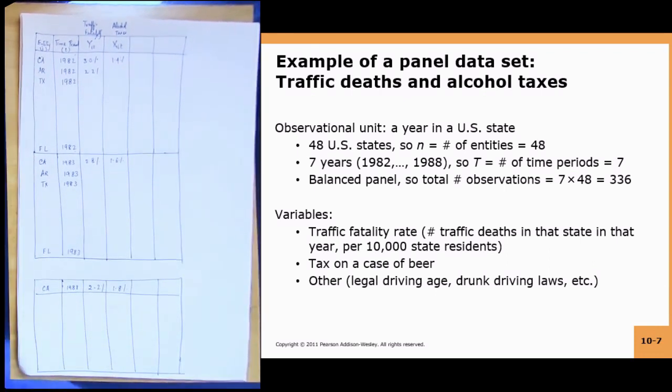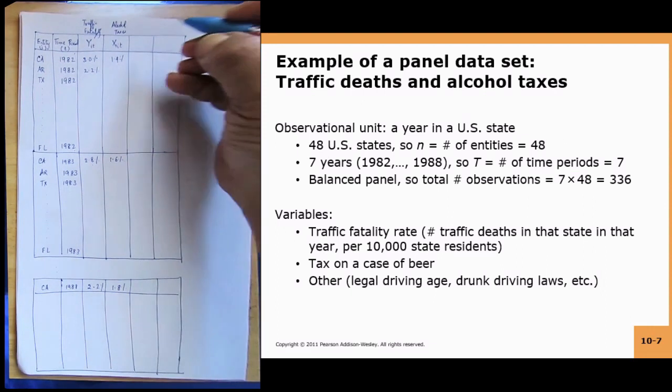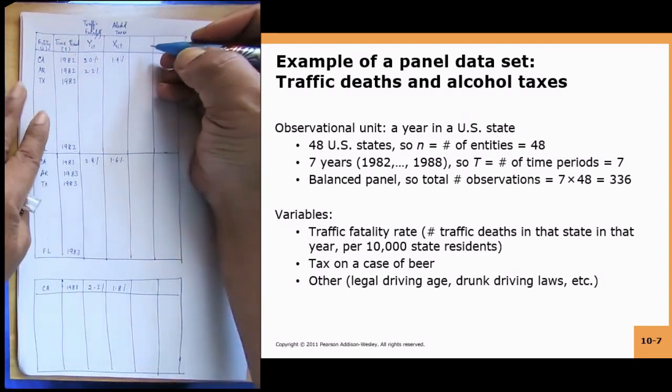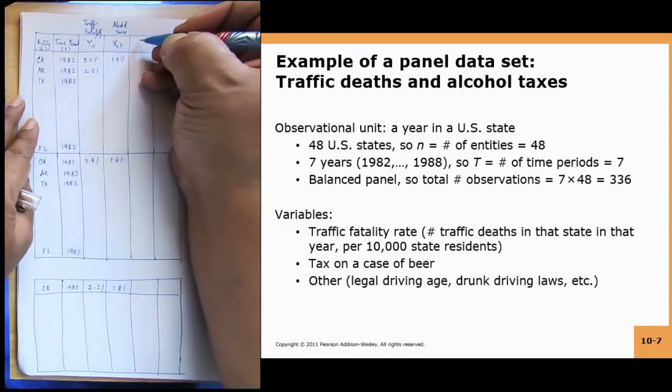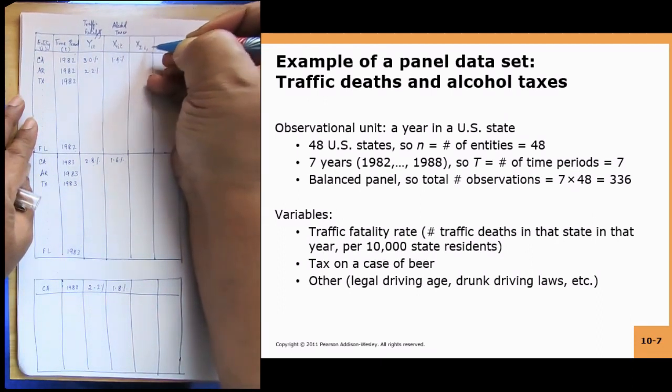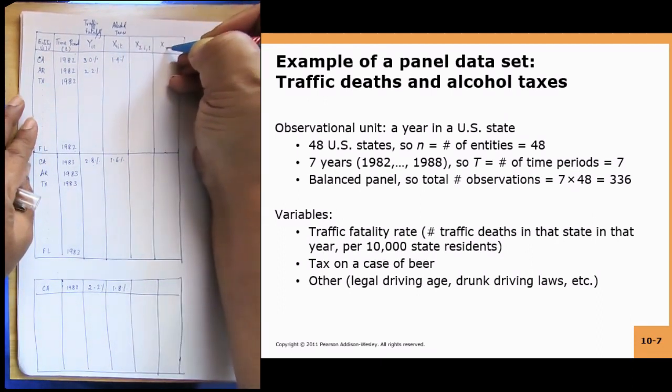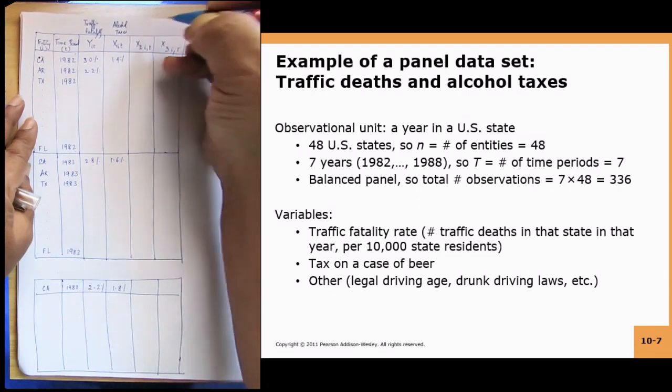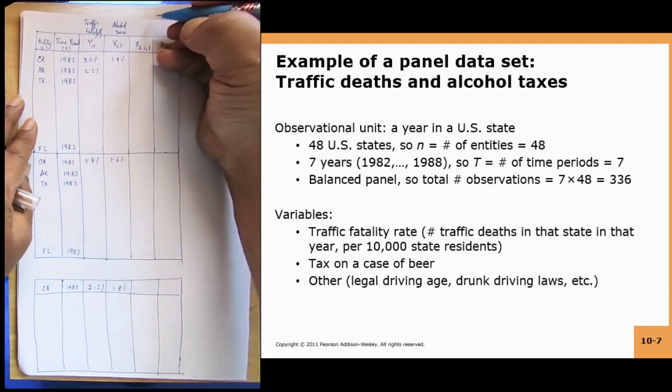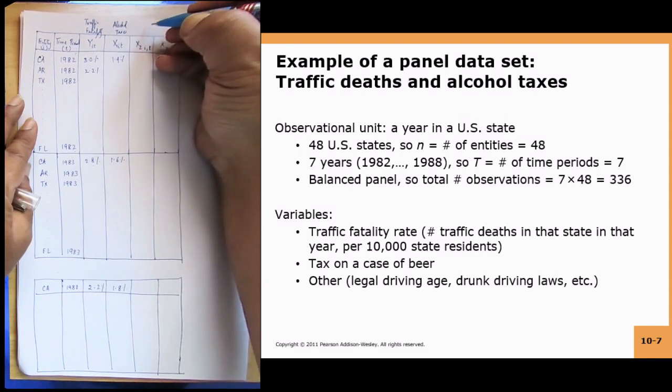So you may have other independent variables such as x2; this was x1, this is x2 it, this is x3 it, and this might be legal driving age.